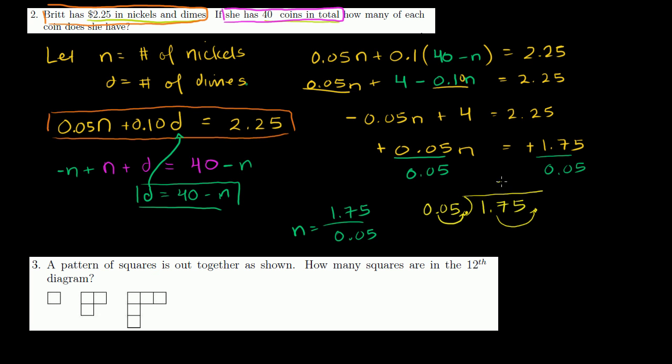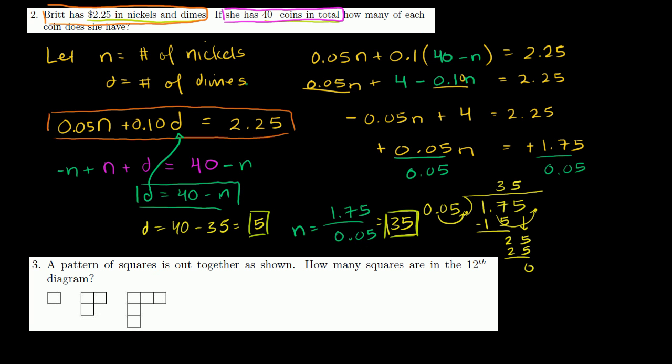5 goes into 17 3 times. 3 times 5 is 15. 17 minus 15 is 2. Bring down the 5: 25. 5 goes into 25 5 times. 5 times 5 is 25. You have no remainder. So this is equal to 35. So n is equal to 35. Now we can solve for d. d is equal to 40 minus n, so d is equal to 40 minus 35, which is equal to 5. So we have 5 dimes and 35 nickels.